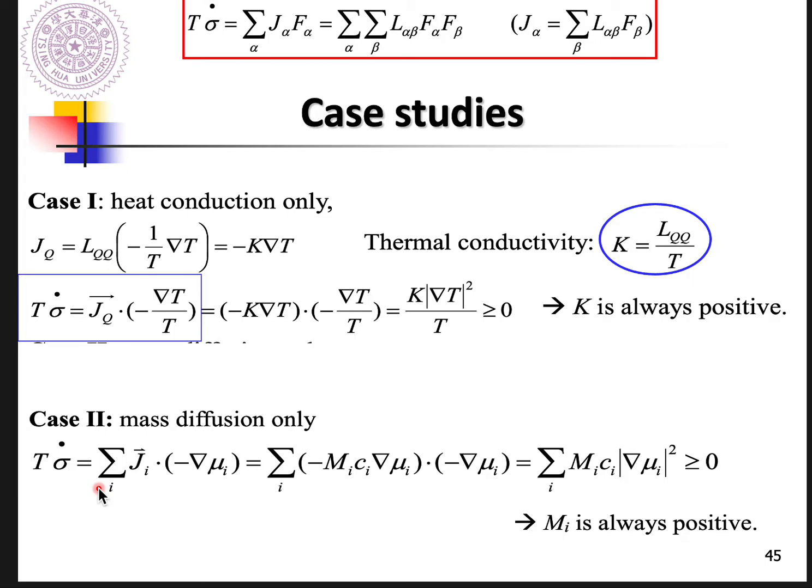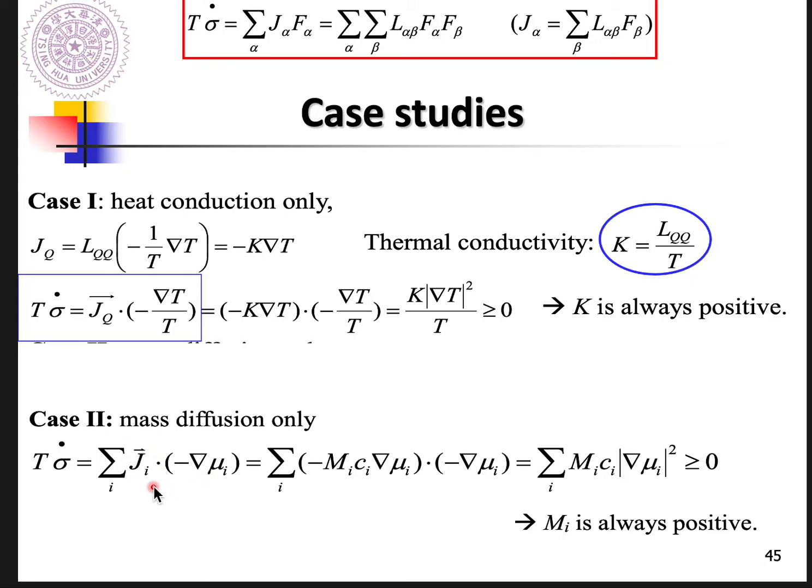So if we simply want to know this diffusion process, what's the corresponding entropy production rate, you just sum up the flux and driving force. But the driving force here is just the chemical potential gradient caused by the concentration gradient, right? So you can just take the atomic flux times the minus chemical potential gradient, because this is the driving force for the mass diffusion, mass transport, right?